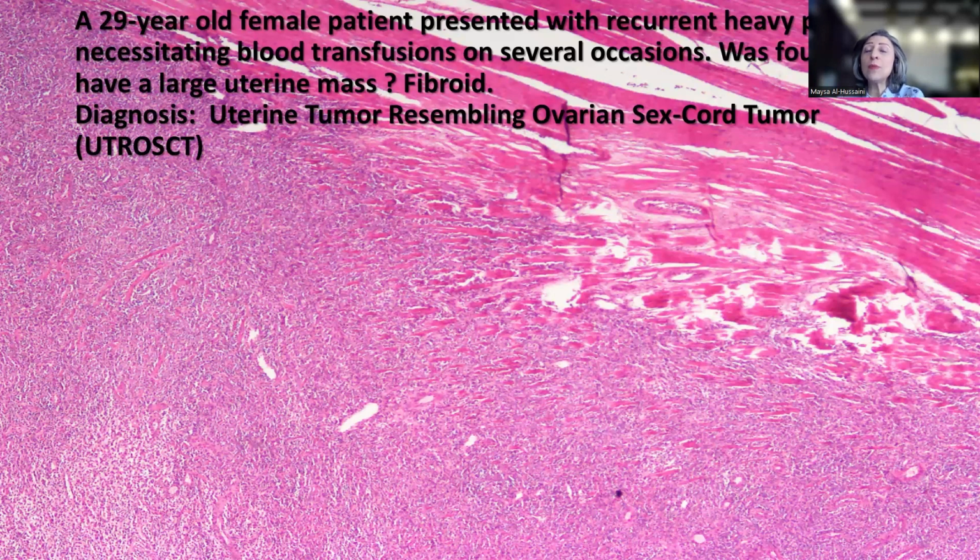This tumor usually behaves in a benign fashion. Sometimes there have been some case reports with recurrence or even distant metastasis, but usually this is associated with an excellent outcome. And more recently, a translocation has been described that is characteristic of this group of tumors.